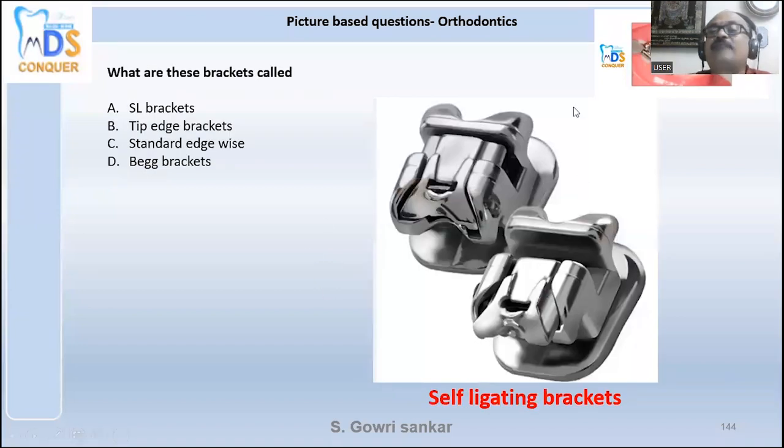So what are these brackets called? SL brackets, tip edge brackets, standard edge brackets, and Begg brackets. You should expect a question on this. Since this has a shutter-like thing, it doesn't require any ligation process. So this is called self-ligating. Just pushing the lid or flipping it, it's called self-ligation brackets. You may expect this question.